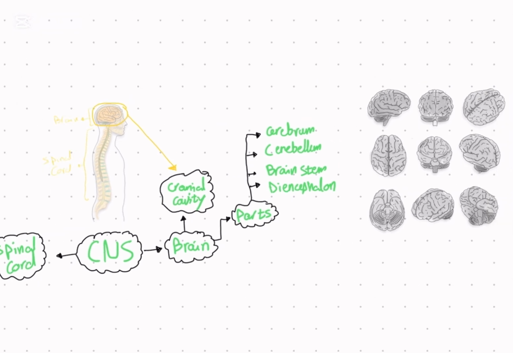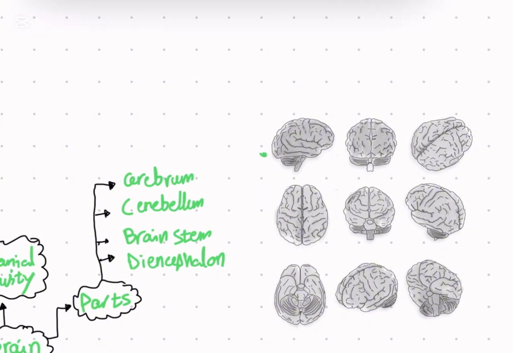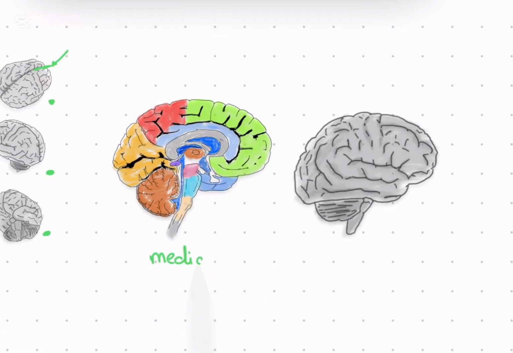In this drawing here, we are looking at different views of the brain. For example, this is the lateral view. We have superior view from up, inferior view from down, anterior from the front, posterior from the back. Also, we have superior lateral and inferior lateral views. Now we have also the medial view, as if we are separating the brain into two parts and then we are looking from the medial side, and then this is the lateral view. We will talk about the parts of the brain in these two views.